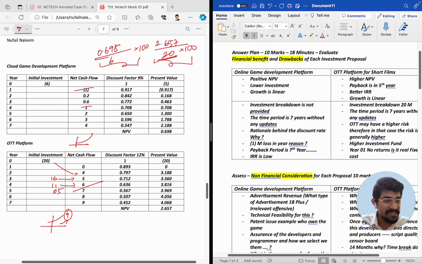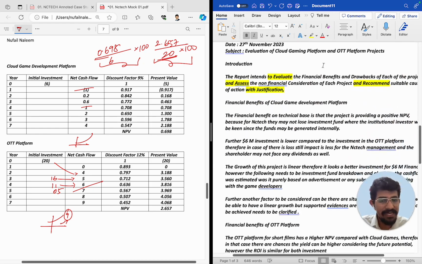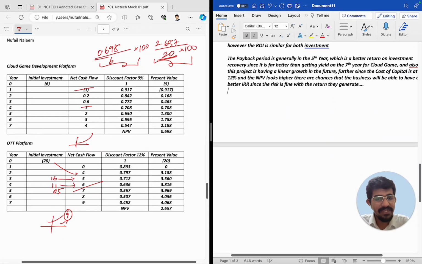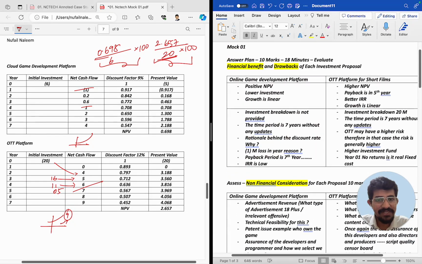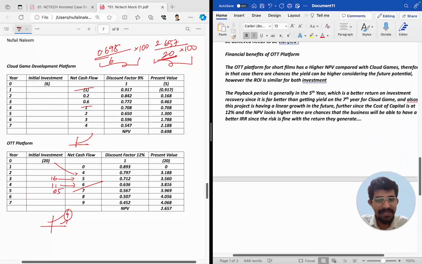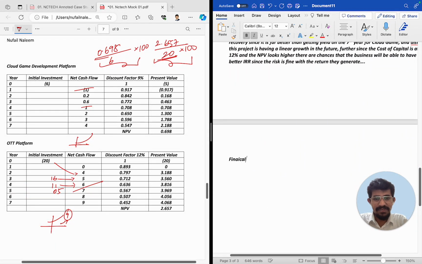And I think this is a little bit advanced question because 10 marks is a very high level of marks. But I think just to make life simple and easier. Now, the next thing, students, I will write down the other one, financial drawbacks, because you have to structure this answer properly. So I'll write down here financial drawbacks of the cloud gaming platform.